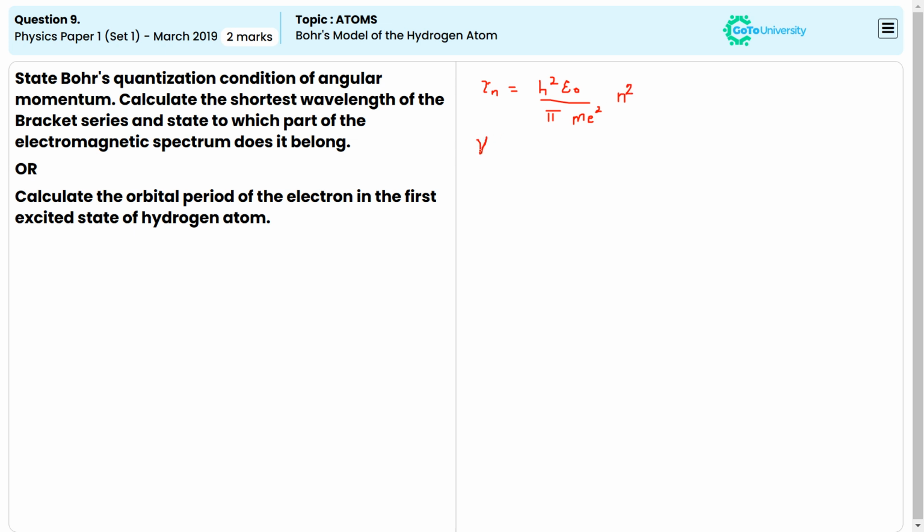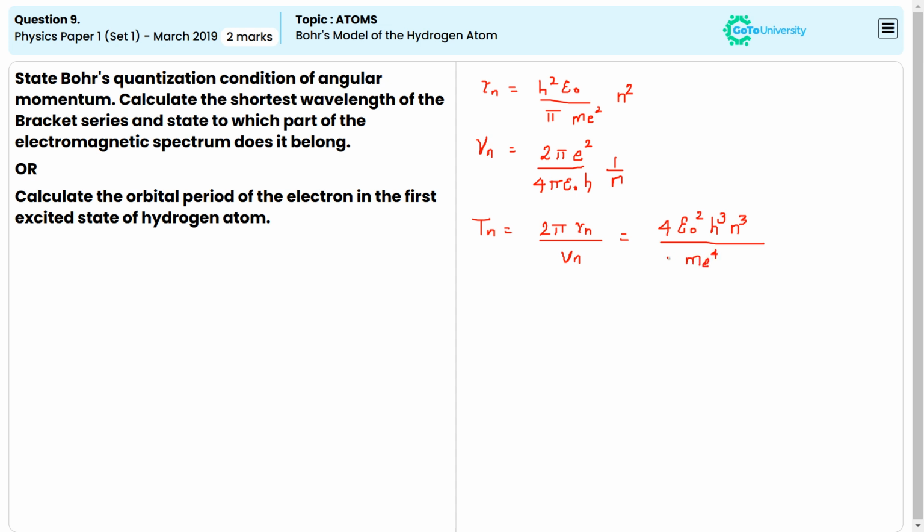And velocity Vn is equal to 2 pi e square divided by 4 pi epsilon naught times h into 1 by n. Then the time period Tn is equal to 2 pi Rn divided by Vn. Then we can write this as 4 epsilon naught square h cube n cube divided by m e to the power of 4.